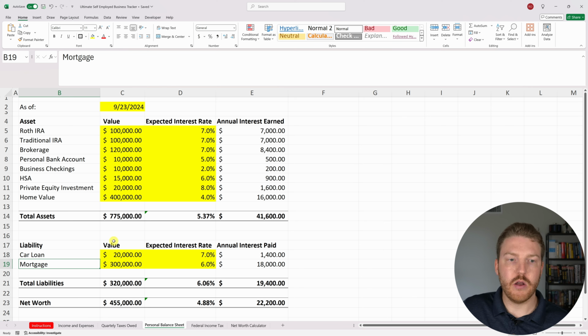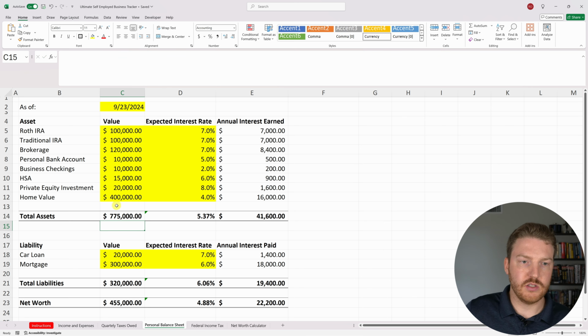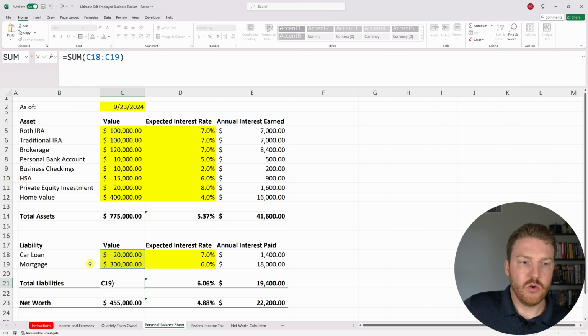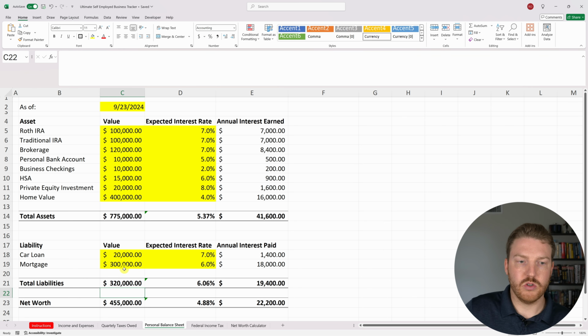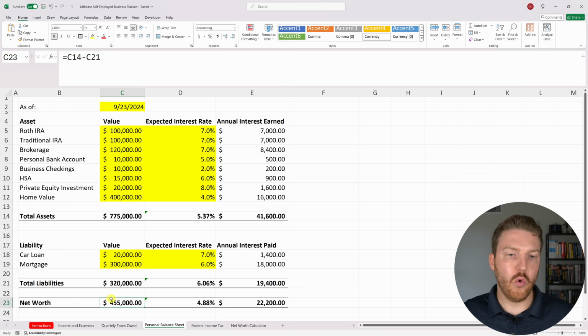Well, that's going to be accounted for in this calculation because here we're going to sum all the total assets. So the total assets is $775,000. Whereas down here we're going to sum all the total liabilities, which includes that mortgage, so it's $320,000. So then when we subtract to find our net worth, our assets minus our liabilities, we're including that 400K minus the 300K to really come up with, in this net worth, that 100K value of home equity.